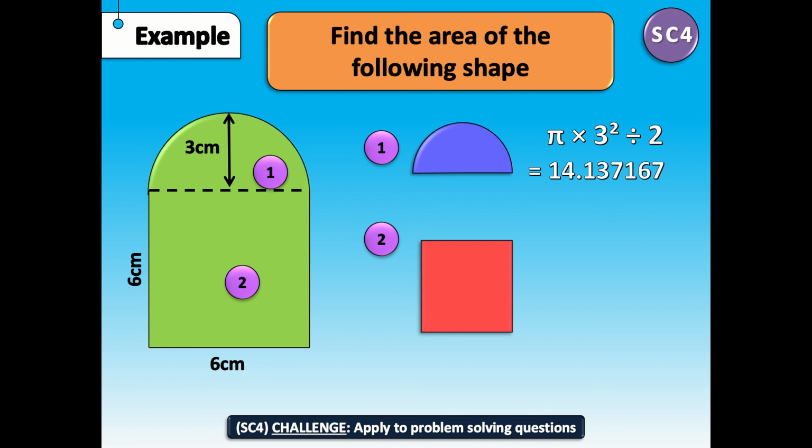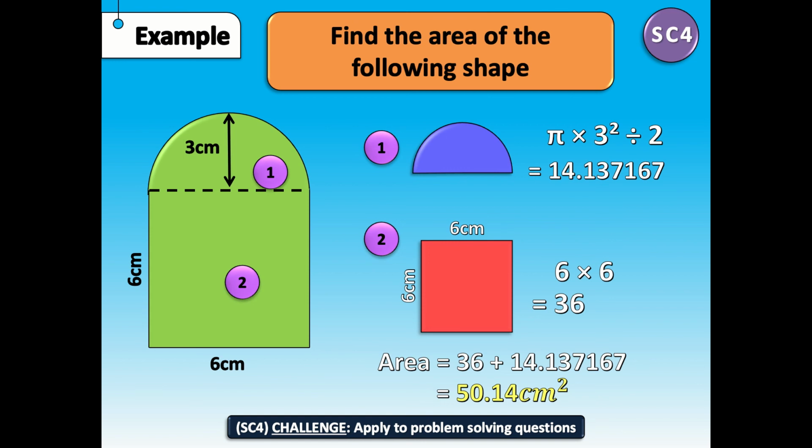Then we can work out the area of the square, which is 6 centimeters by 6 centimeters. So that has an area of 36. Then we can add them together. So my final answer is 50.14 centimeters squared.